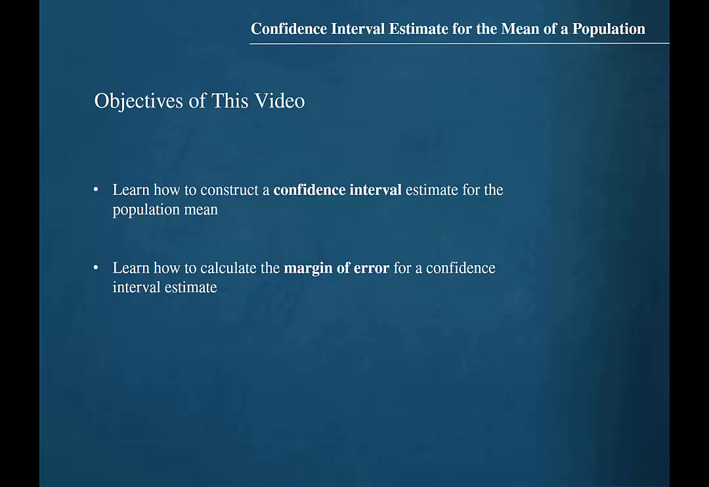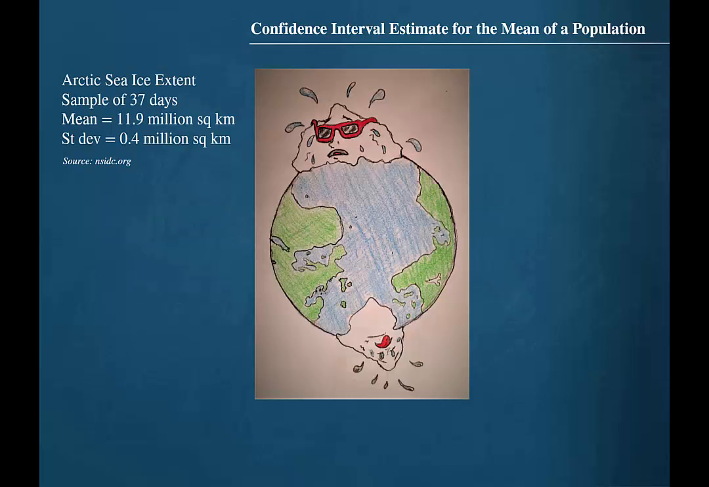The objectives for this video are to learn how to construct a confidence interval estimate for the population mean and to learn how to calculate the margin of error for a confidence interval estimate. The Arctic sea ice extent measurement for a sample of 37 days showed a mean of 11.9 million square kilometers and a standard deviation of 0.4 million square kilometers.